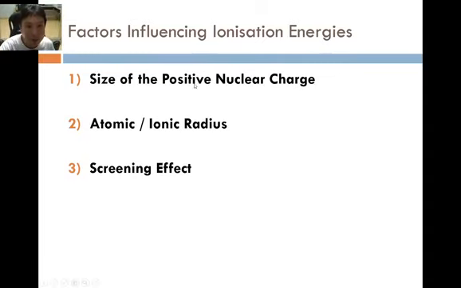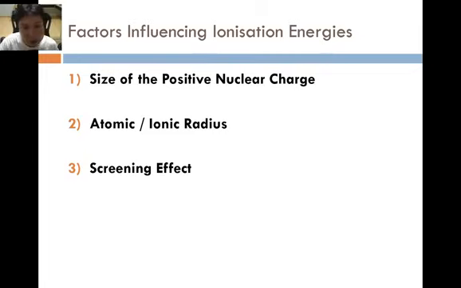Since the size of the positive nuclear charge increases but the screening effect remains relatively constant, the effective nuclear charge increases, and hence more energy is required to remove the valence electron as you go across the different atoms in the same period. Okay, so again, just discuss these three factors, summarized by saying effective nuclear charge, and then therefore, does the ionization energy increase or decrease?